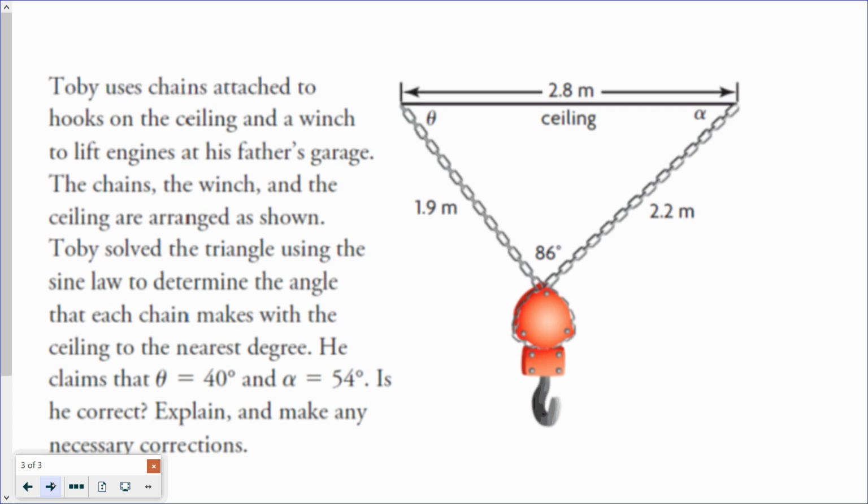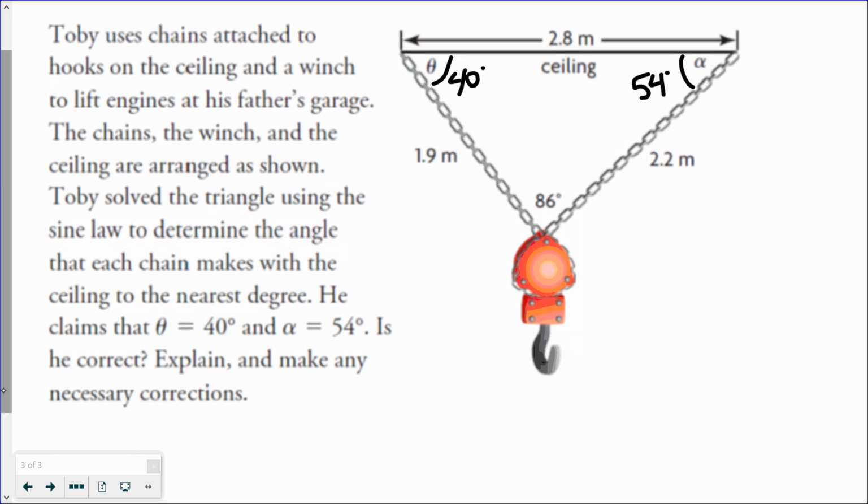Toby uses chains attached to hooks on the ceiling and a winch to lift engines at his father's garage. The chains, the winch, and the ceiling are arranged as shown. Toby solved the triangle using the sine law to determine the angle that each chain makes with the ceiling to the nearest degree. He claims that theta is equal to 40 degrees and alpha is equal to 54 degrees. Is he correct? Explain and make any necessary corrections.